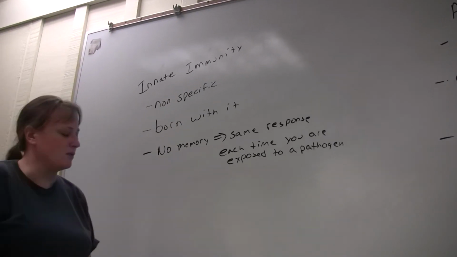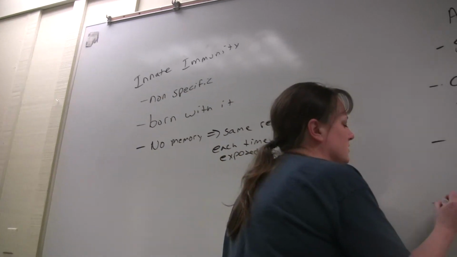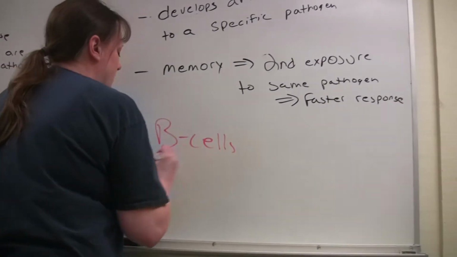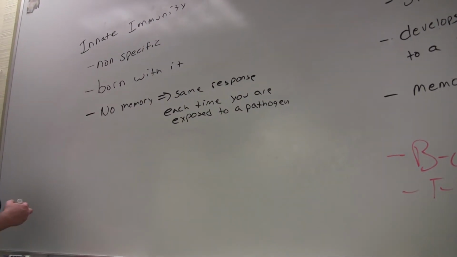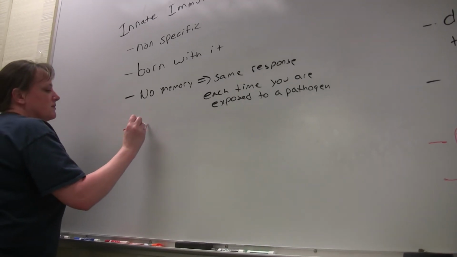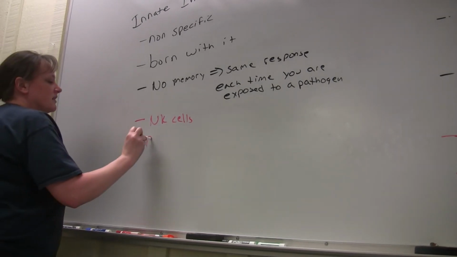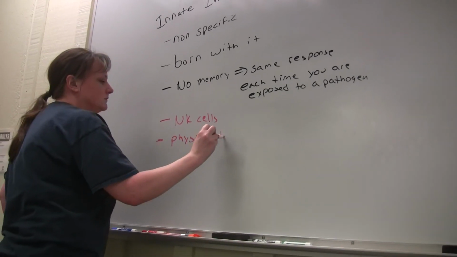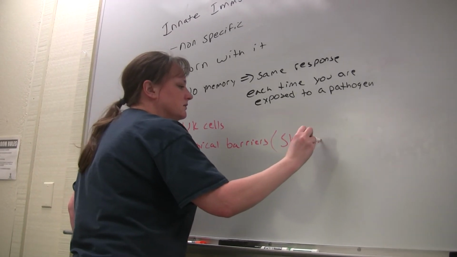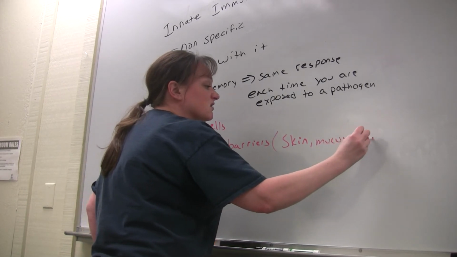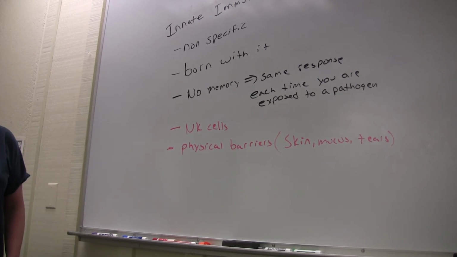Okay, what else was I going to say? Let's just do some examples. I'll do that in red. With our adaptive immune system, we're talking about B cells and T cells. With our innate immune system, there's lots of different things. Number one, I'm going to put on here NK cells, our other type of lymphocytes. But there's lots of different things like physical barriers, like the skin, mucus, tears, stuff like that is all innate or non-specific.